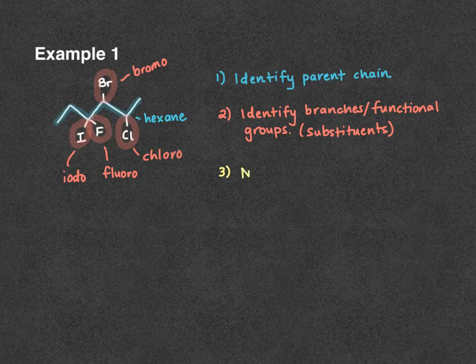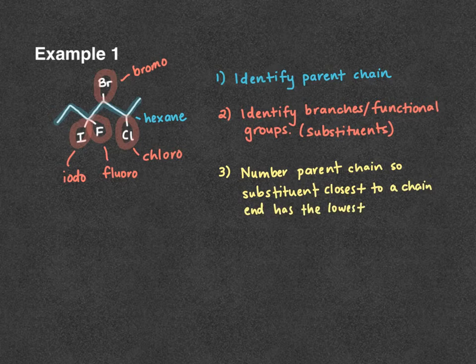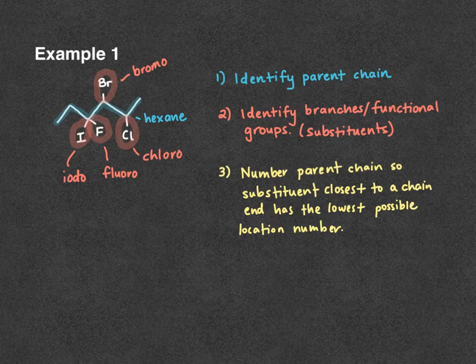Third, we're going to number the chain so that our first substituent has the lowest possible number. So in this case, if we start at the left side of the molecule, our first substituents are on carbon number 2 or 3. If we start on the right side of the molecule, our first substituent is on carbon number 2. So we're going to number from right to left.